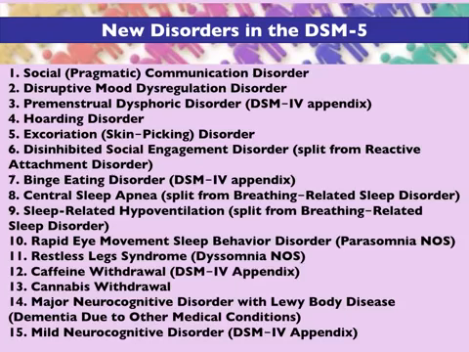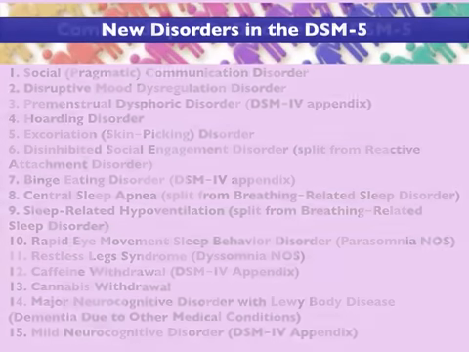So here they are. Here are the new disorders: social pragmatic communication disorder, disruptive mood dysregulation disorder. Some of these were in the appendix of the DSM-4 and they made it into the DSM-5. But these are 15 areas that are new that you need to make sure that you have a handle on.